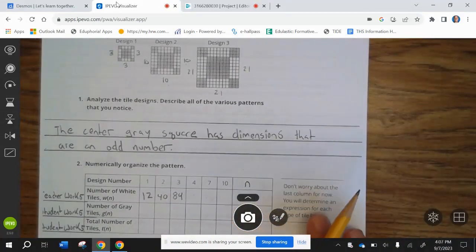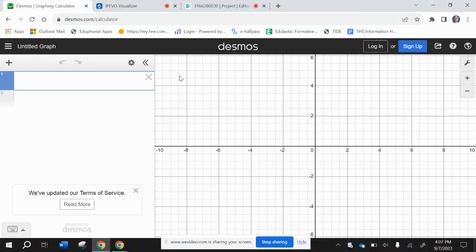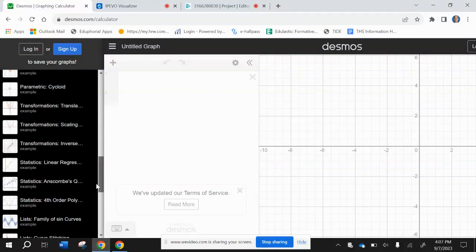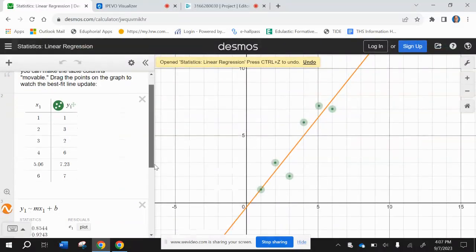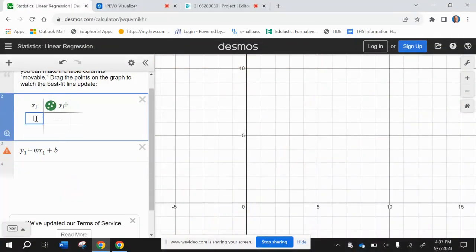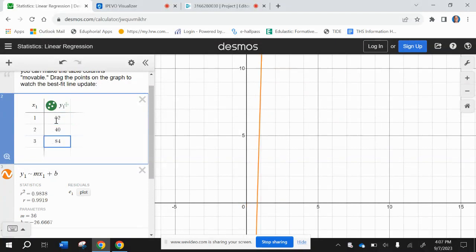Okay, to do that, let's use regression. So I'm going to go to Desmos, graphing calculator. Statistics, linear regression. We're going to try linear first. So let's change the table. So then we have 1, 2, 3, 12, 40, 84. Now, you can see the r squared is not 1, so this is not an exact match. Okay, so let's try now quadratic.